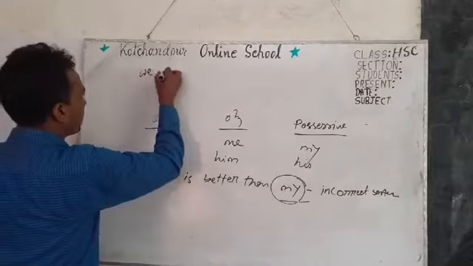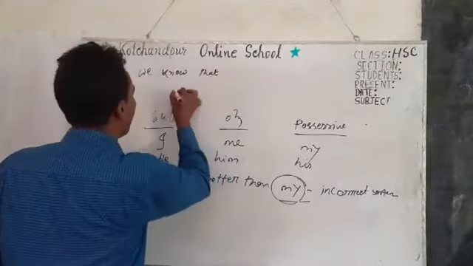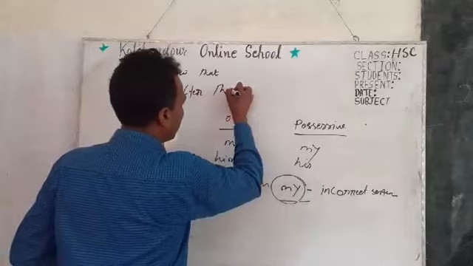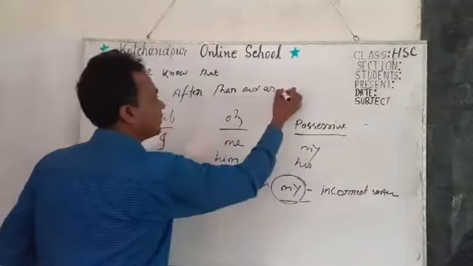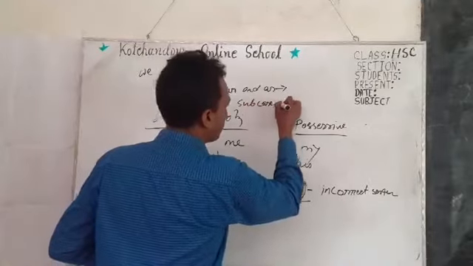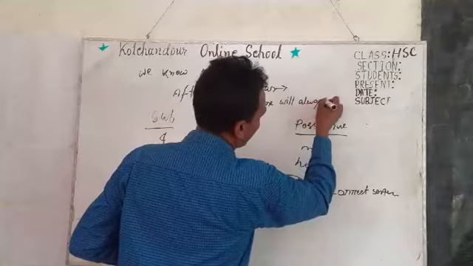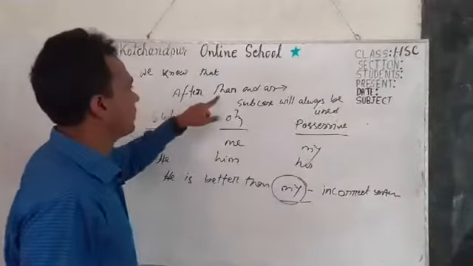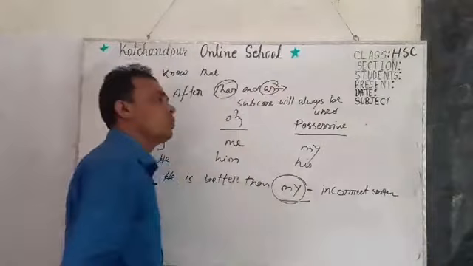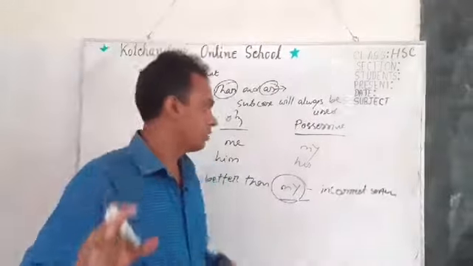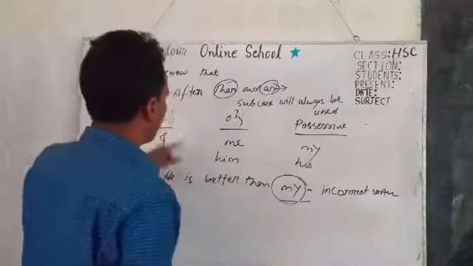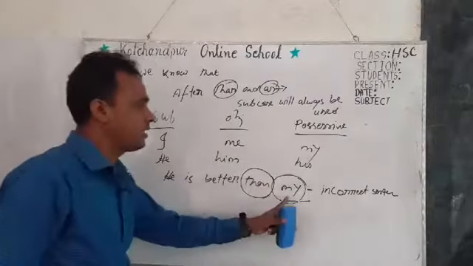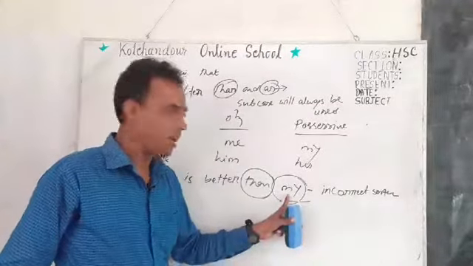We know that after then and as, the subjective case will always be used. You have to remember the fact that after then and as, you will have to use the subjective case, but not possessive case or objective case. Clear? So, if we follow the rule that here is then, after then no possessive will be used. I believe that you are clear.